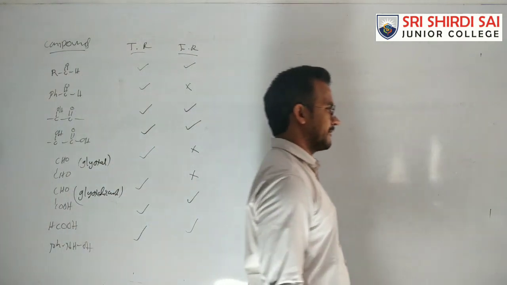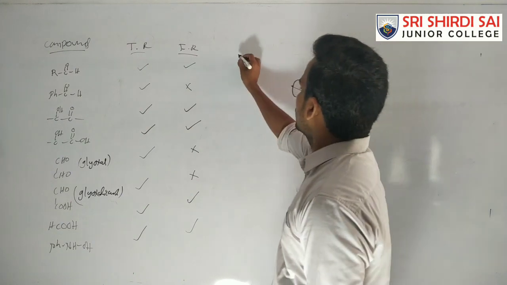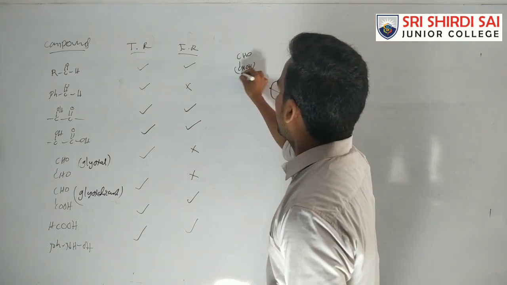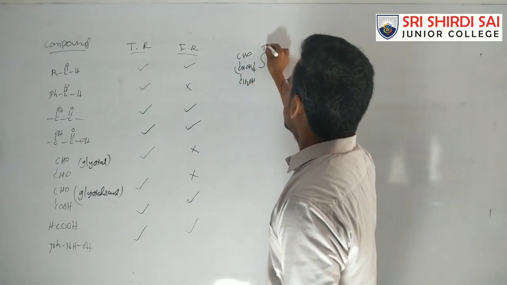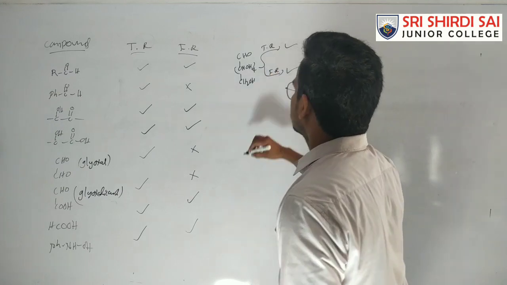And next, suppose here is glucose. Glucose contains an aldehyde group, so it can react with Tollens reagent as well as with Fehling's reagent.